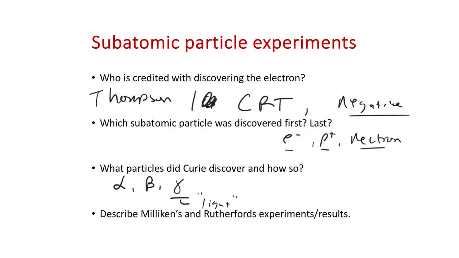It was really high energy light, even higher energy than an X-ray. So it's like a photon of light. We'll talk about photons more in chapter 6, but high energy light in the form of a ray. And then the alpha particle was the helium nucleus.